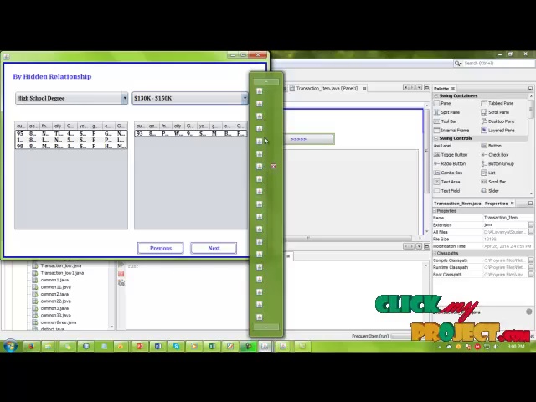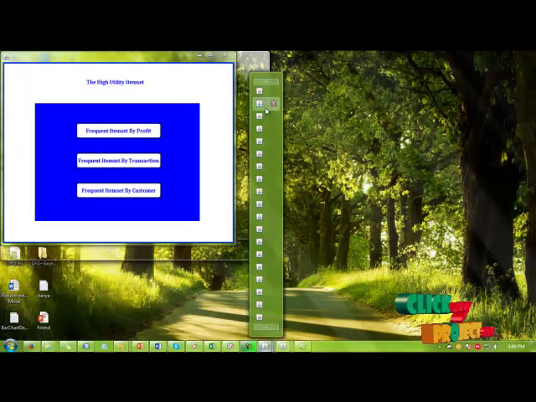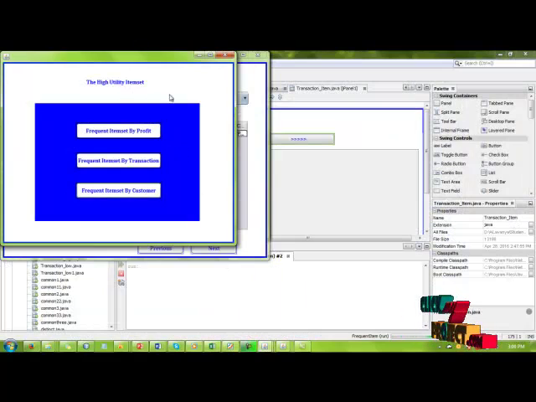Finally, we are finding the high frequent items based on the profit, transaction and the customer also.